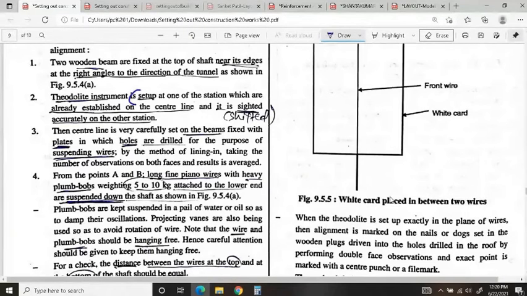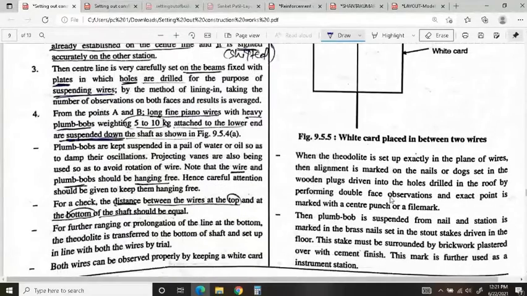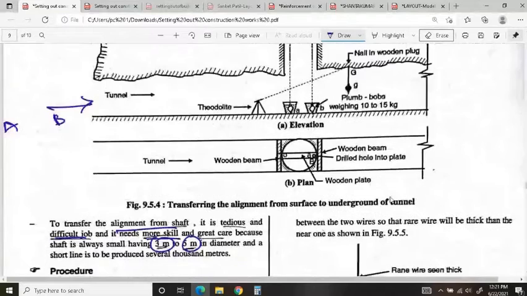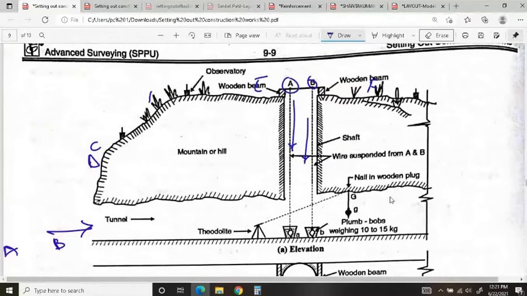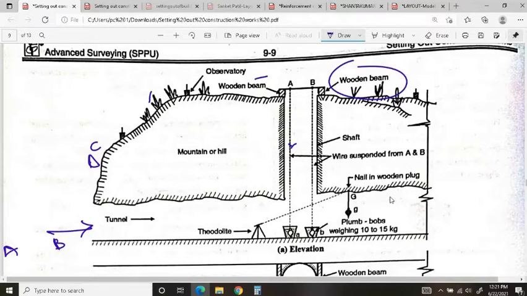The theodolite instrument is set up at one of the stations which are already established on the center line, and it is shifted accurately on the other stations. I will explain here. So here we will set up the theodolite, and we will be having the control points here. So we will place one beam here. You can see the wooden beam will be there. Here it will be supported. These points are transferred to the ground.